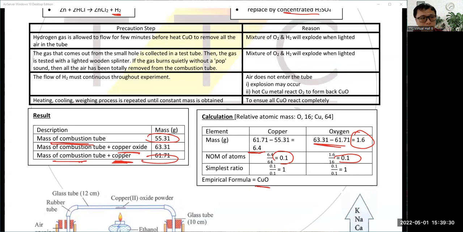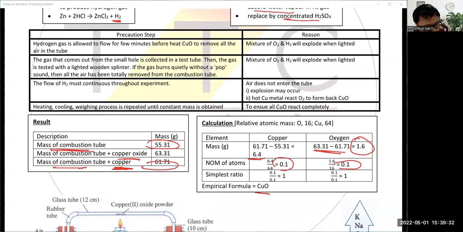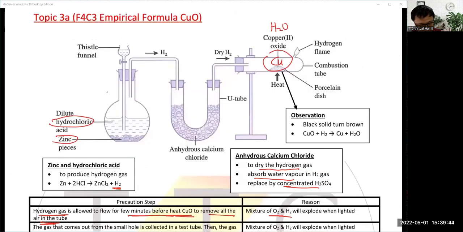Then there are some precautionary steps. You need to make sure the hydrogen gas is allowed to flow through for a few minutes before you heat the copper(II) oxide, to remove all the air in the tube. Why do I need to do this? Because if you have oxygen and hydrogen inside and you light it up, it will explode.